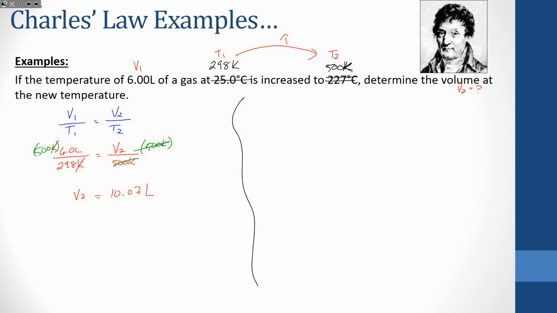So now if we're going to do the logic method, what I would do is start with the volume I'm given, which is 6.0 liters. And we know that the temperature is rising, which is basically what we just said. So that means that the volume must rise. So I'm going to multiply the 6 liters by the temperature ratio that makes it go higher. So 500 Kelvin goes on top, 298 Kelvin goes on the bottom. Notice Kelvins cancel, and it's still 6 times 500 divided by 298, so it's the same answer, 10.07 liters. There's your answer. All right, let's do another one.